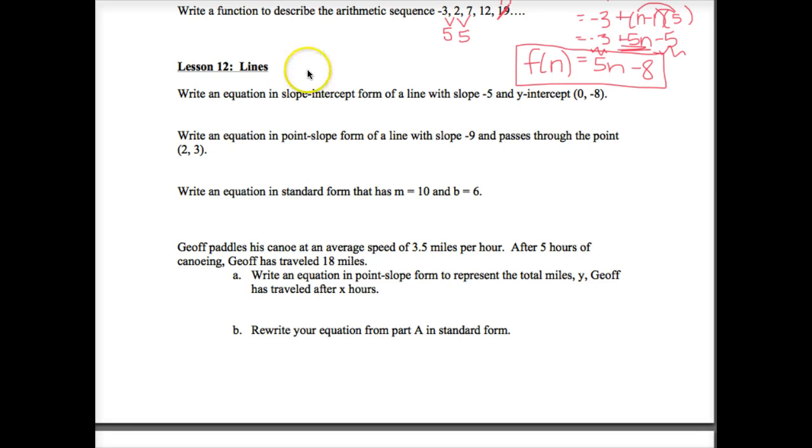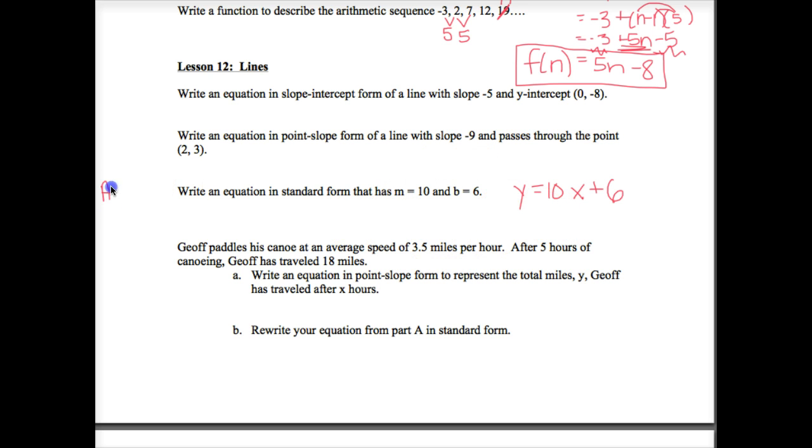So again, I'm not going to do all of these. I'm just going to pick a couple. I'm going to pick this one to start: write an equation in standard form that has m equals 10 and b equals 6. Well, I can't write standard form right away because I know m and b, which means I need to use slope-intercept form. y equals mx plus b. This is an equation of the line. It's just not in standard form. So once I have the equation of the line, then it's on you to convert it to standard form.